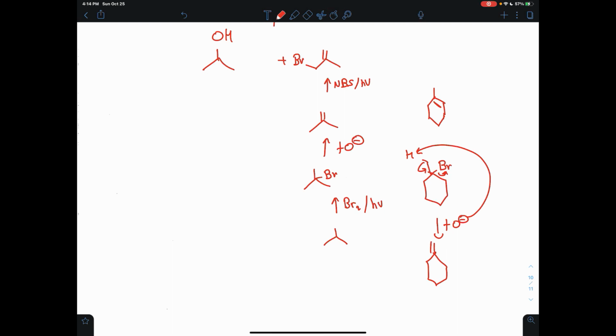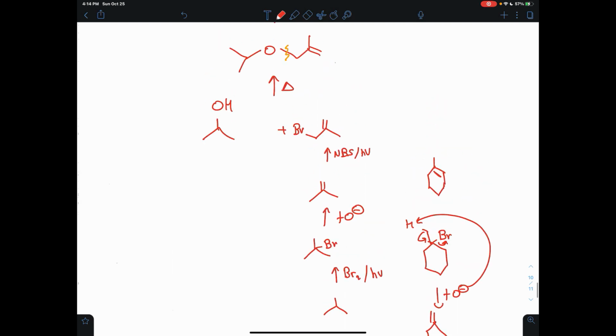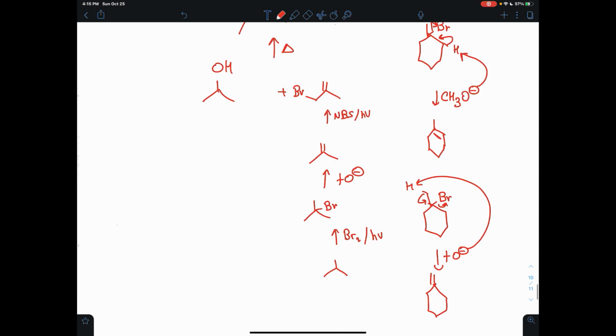So in this case, I would choose a small base, something like CH3O minus. If I use CH3O minus with the Br right here, this is going to come in and grab this hydrogen, kick off the electron, and then kick off the Br, and then you'll get the right product. So you see how you have to be smart about which base you want to use.